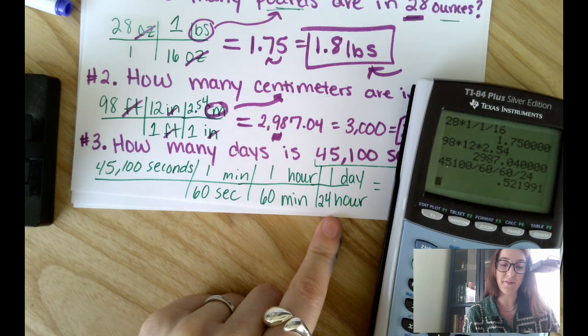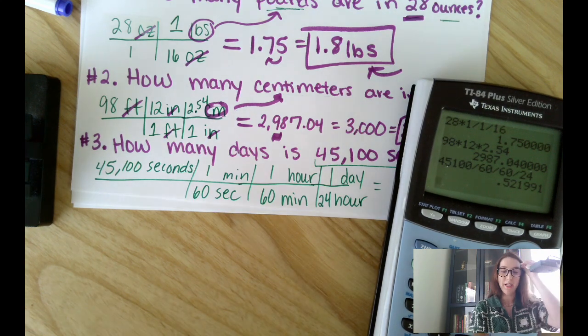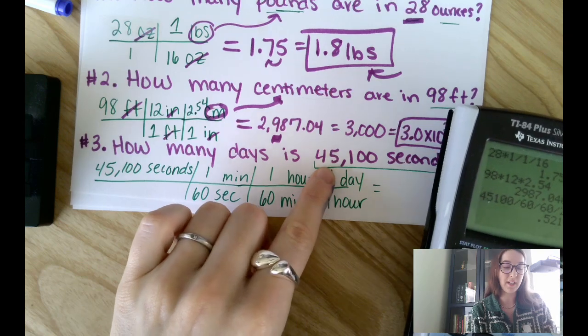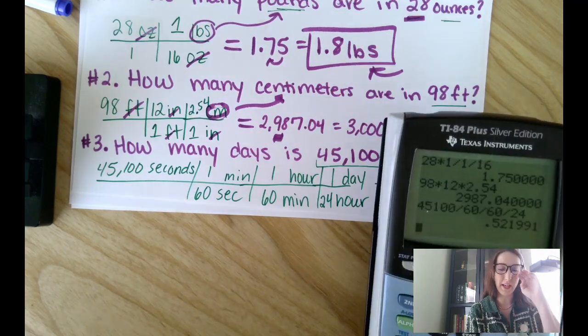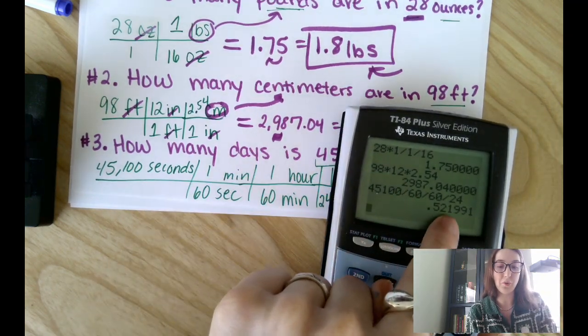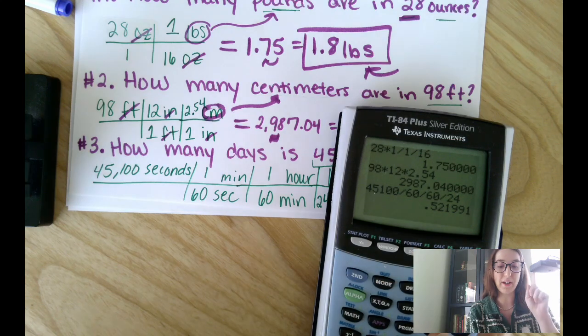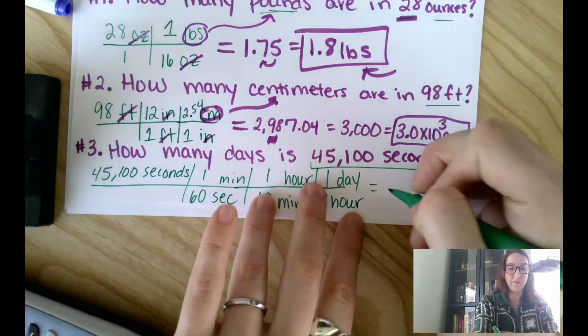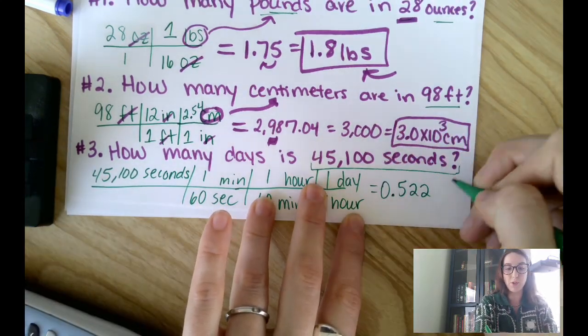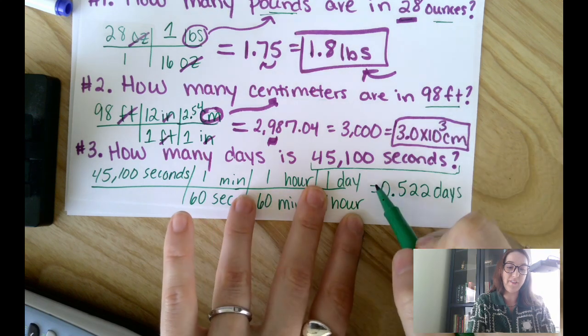I get 0.521991. Now again, sig figs, this is 3 sig figs. There's no decimal, so those zeros don't count. So I'm actually going to do 0.52, round that 9 up on the 1, so 0.522 will be my answer for days. So 0.522 days. So about half a day.